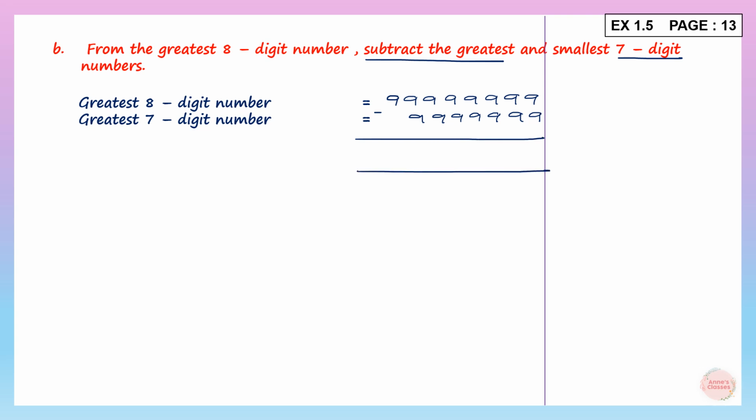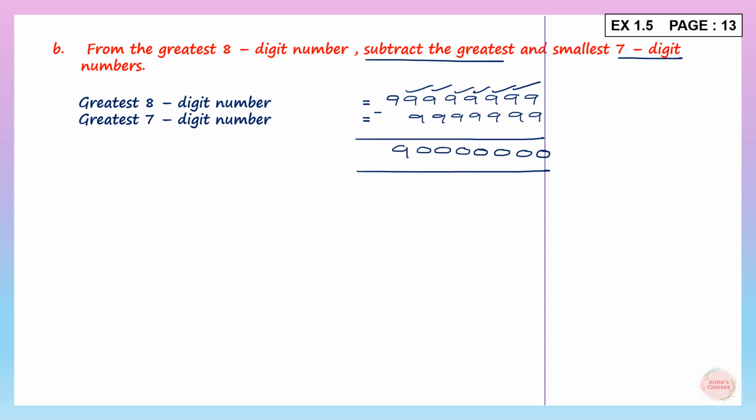So let's begin with the first one. 9 minus 9 is 0. So we have 0 here. Let's take the next one. 9 minus 9, 0. Again, 9 minus 9 is 0. 9 minus 9 is 0. Again, one more 9 minus 9, 0. And this 9 we write as it is.